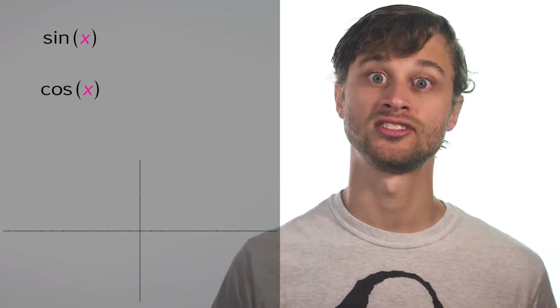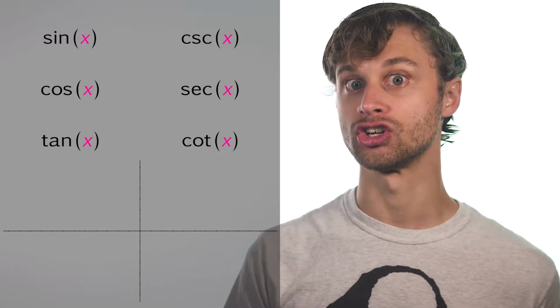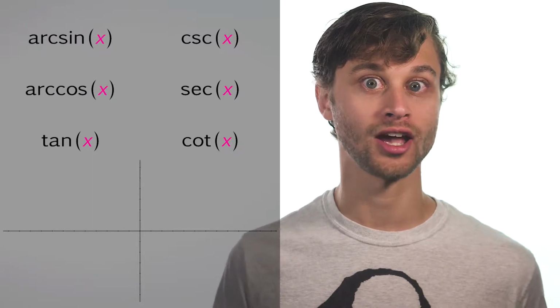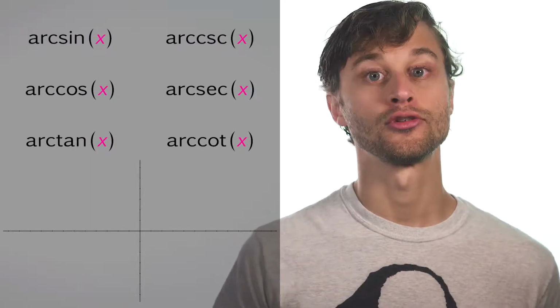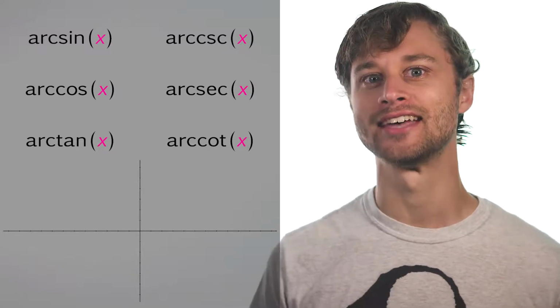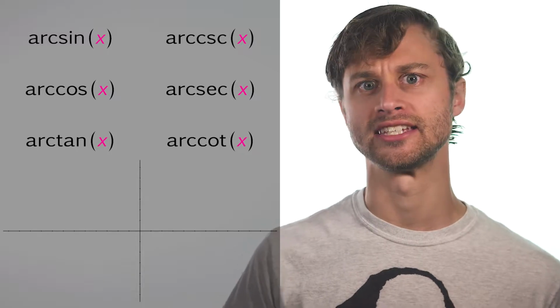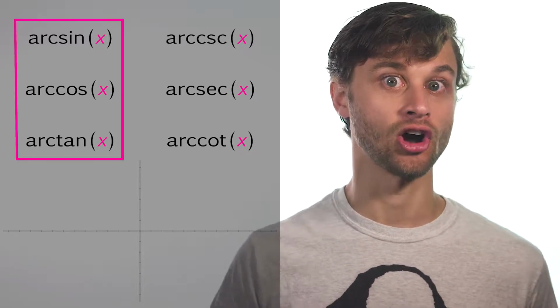Just as we have 6 basic trigonometric functions, sine, cosine, tangent, cosecant, secant, and cotangent, we have an inverse function for each of them. So we have arc sine for sine, arc cosine for cosine, arc tangent, arc cosecant, arc secant, and arc cotangent. Now those last 3 are a little less common than the first 3, but sometimes you encounter them, and we'll look at them briefly today. But the main ones we're going to focus on are arc sine, arc cosine, and arc tangent.